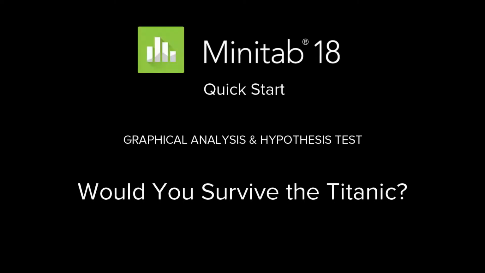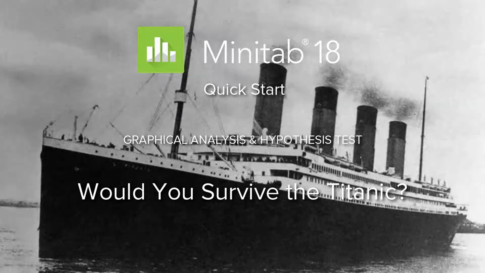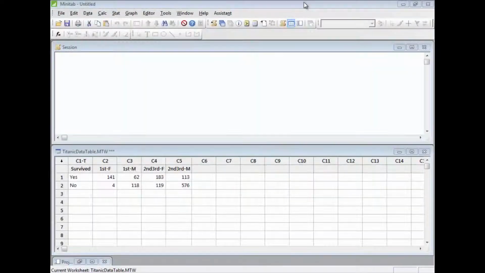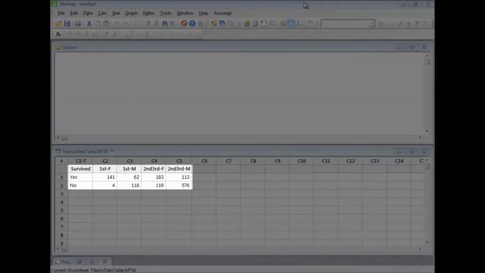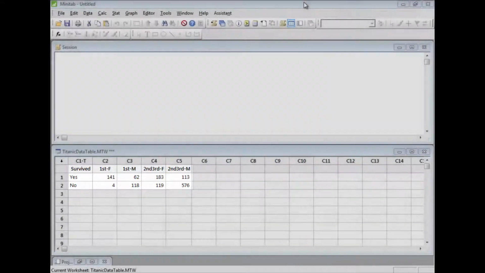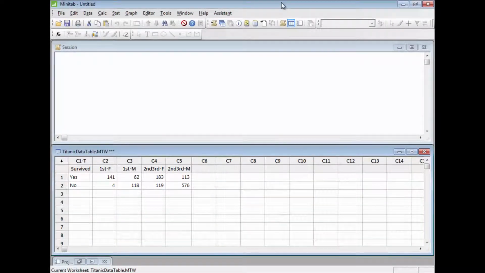Let's use the assistant in Minitab to find out which passengers were most likely to survive the sinking of the Titanic. In this worksheet, we have the survival counts for first-class female passengers, first-class males, second and third-class females, and second and third-class male passengers. A good first step with any dataset is to visualize it with a graph.